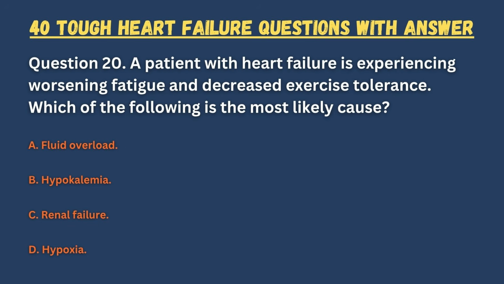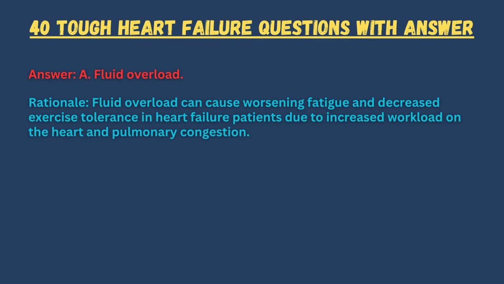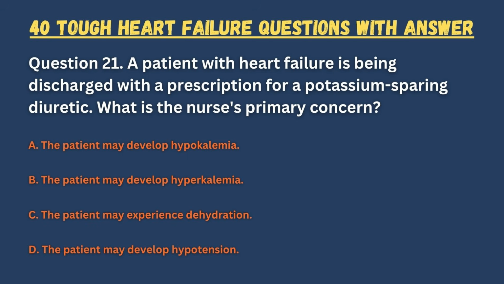Question 20. A patient with heart failure is experiencing worsening fatigue and decreased exercise tolerance. Which of the following is the most likely cause? A. Fluid overload. B. Hypokalemia. C. Renal failure. D. Hypoxia. Answer: A. Fluid overload. Rationale: Fluid overload can cause worsening fatigue and decreased exercise tolerance in heart failure patients due to increased workload on the heart and pulmonary congestion.